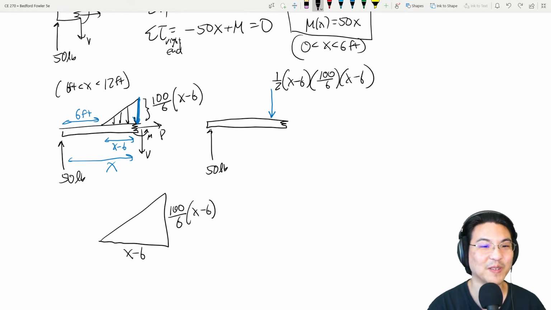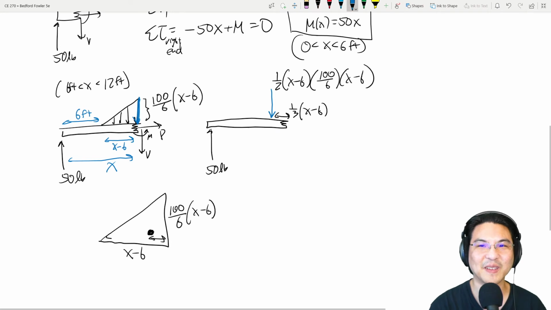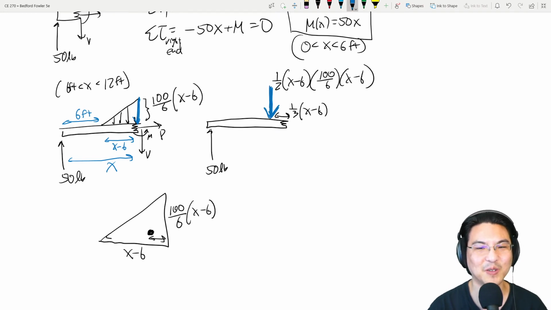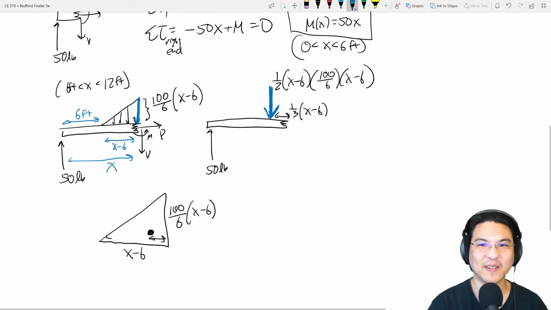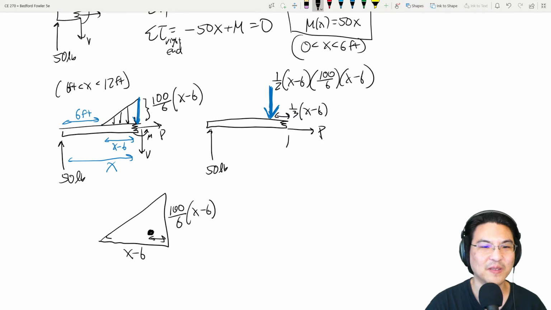Where's the centroid of the shape? Over here. Oh, sorry, 1/3 of the way over this way, 2/3 of the way over this way. So from here to here, that's 1/3 of x minus 6. Okay, all that to get this discrete force representation of our distributed load. And then there's all the other stuff: axial force, shear, bending moment.